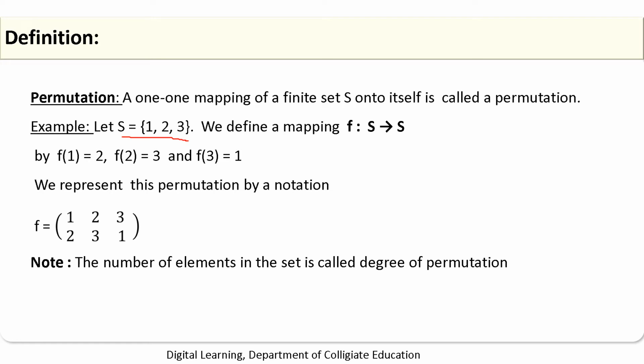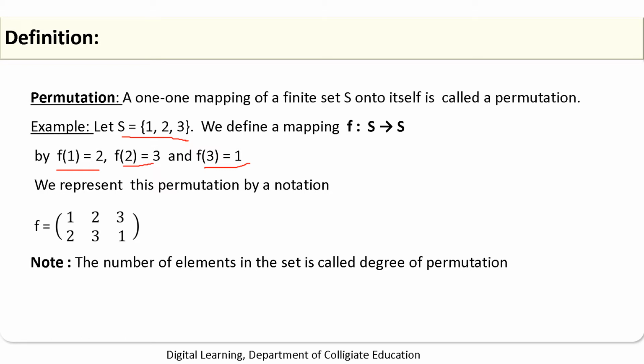So we define a mapping or relation F from S to itself in this way. You can define it in any manner. I have defined it as 1 is mapped onto 2, 2 is mapped onto 3, and 3 is mapped onto 1. So this is one of the mappings.